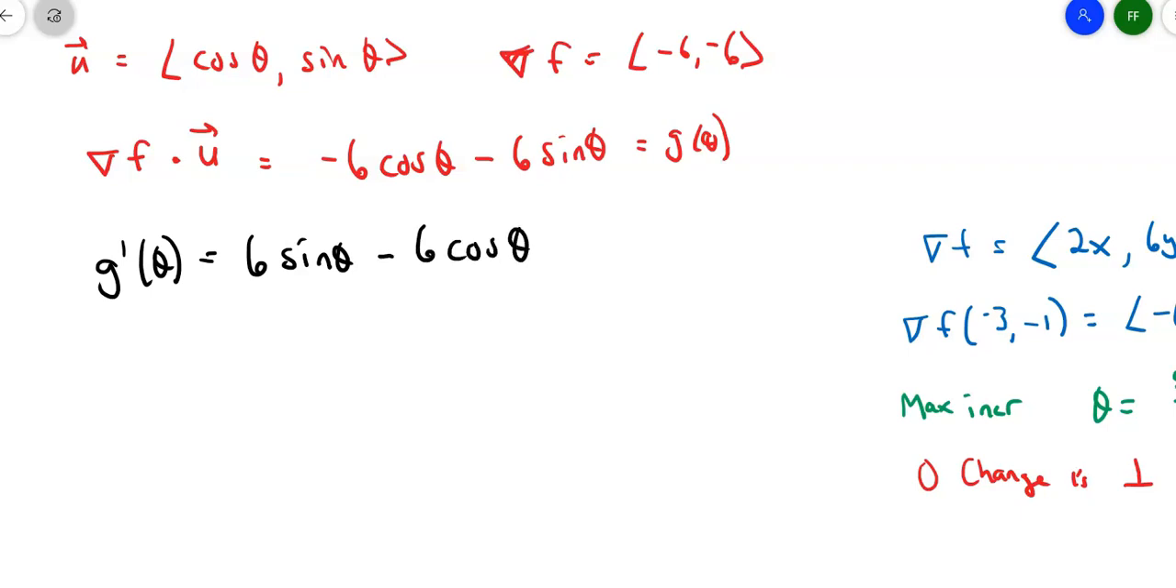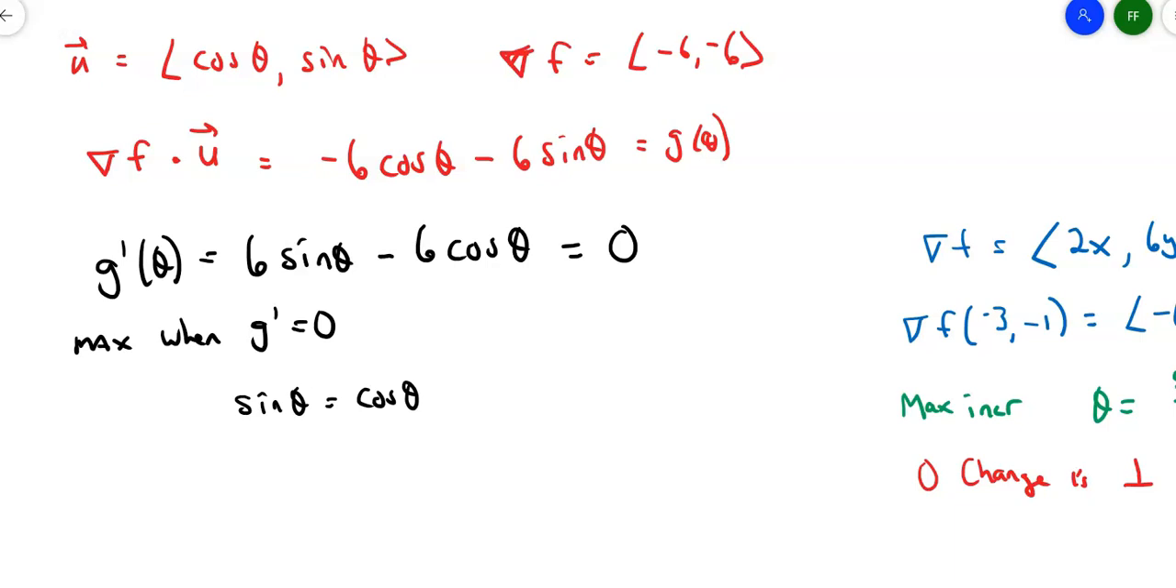6 cosine theta. You know that you hit a max, or you may hit a max, when g prime is equal to 0. So when does this thing equal 0? The only time that thing is going to equal 0 is when the sine of theta is equal to the cosine of theta. Where is the sine and the cosine the same? It happens twice. It happens once at pi over 4 in the first quadrant, and it happens again at 5 pi over 4.